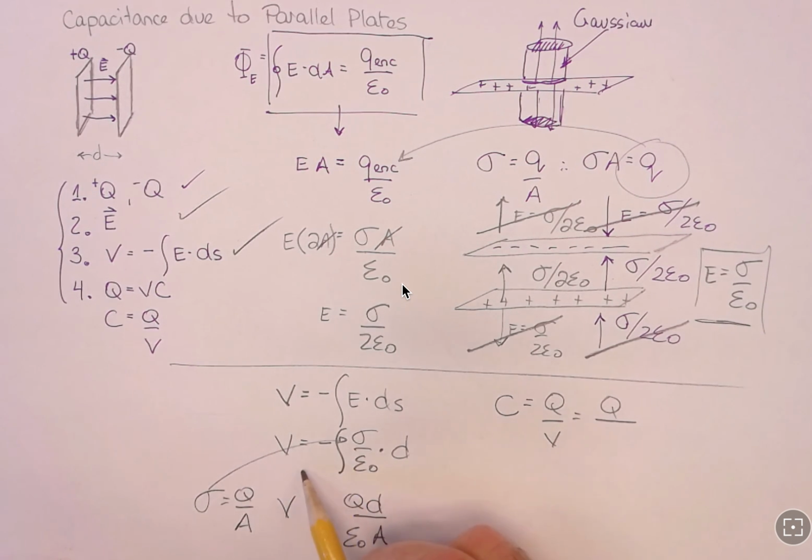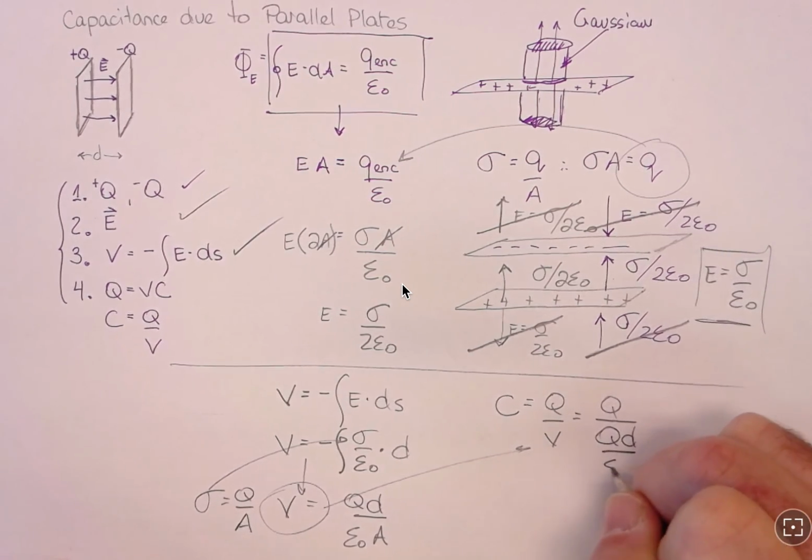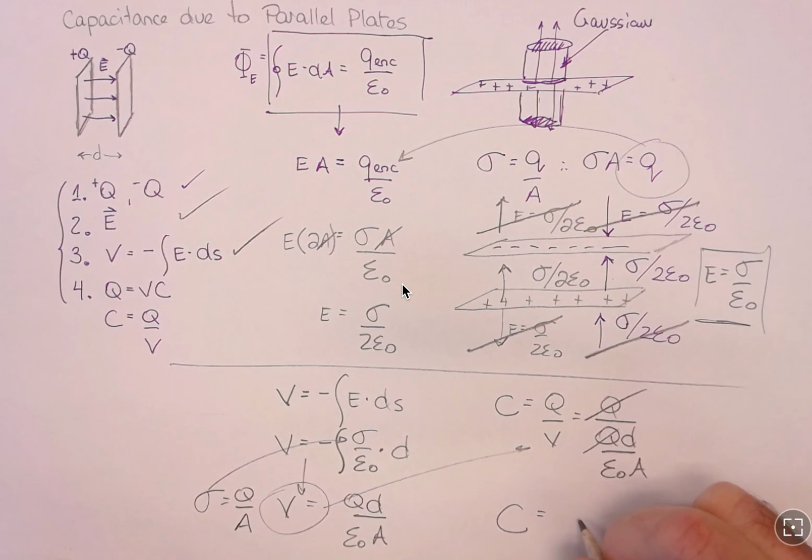I should have finished this previously. So now I'm going to substitute that into the denominator, and that becomes Q D over epsilon naught A. The Q's cancel out, and my capacitance becomes epsilon naught times A over D. And that is my expression for the capacitance of a parallel plate capacitor.